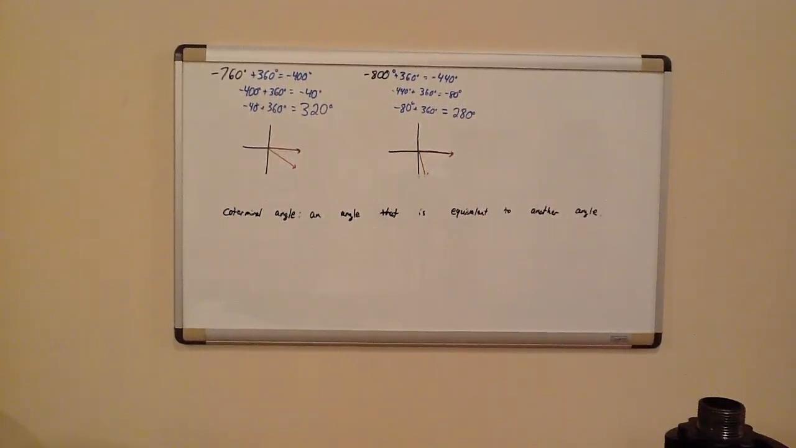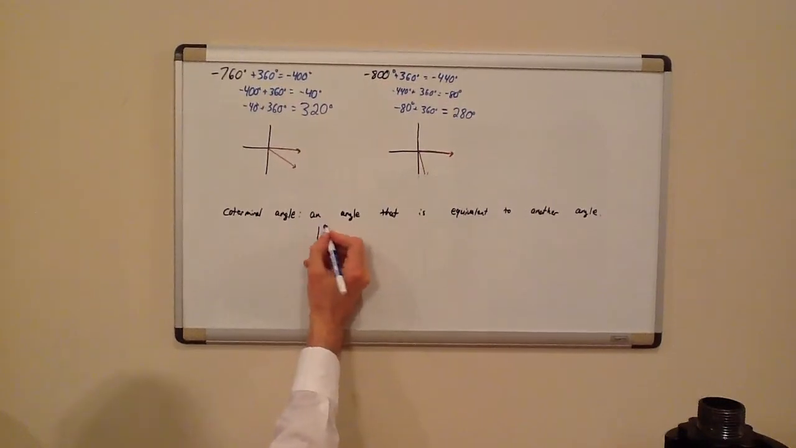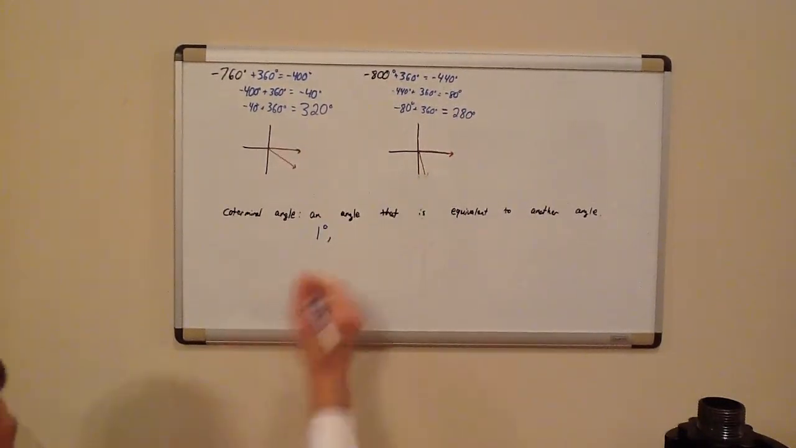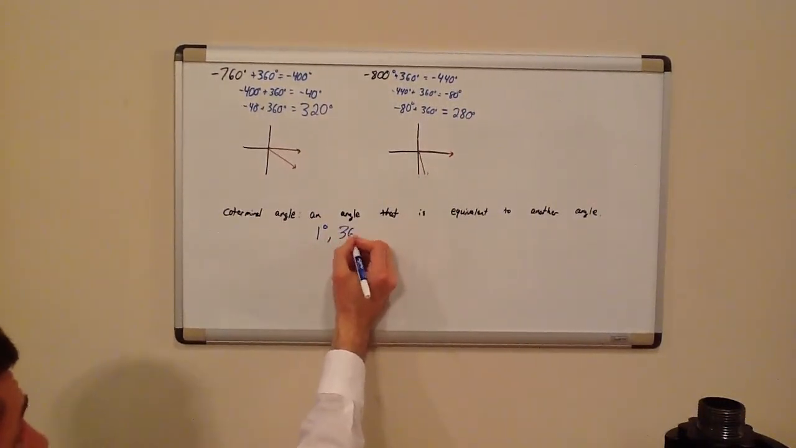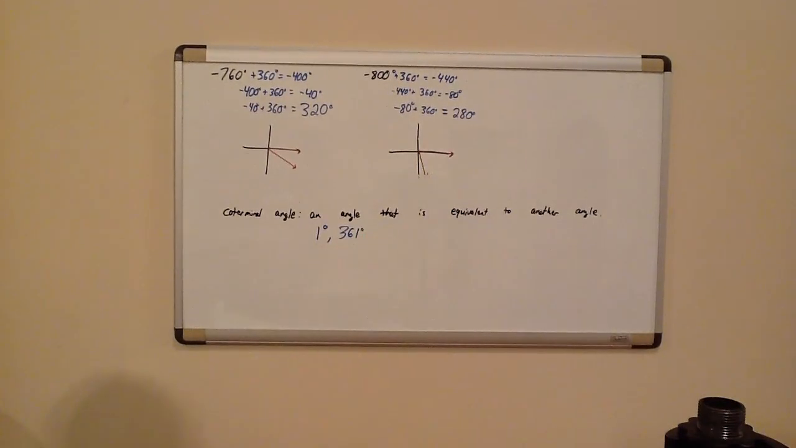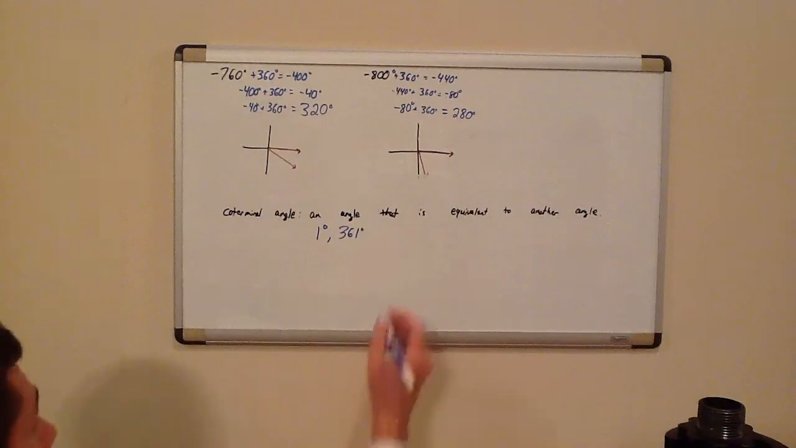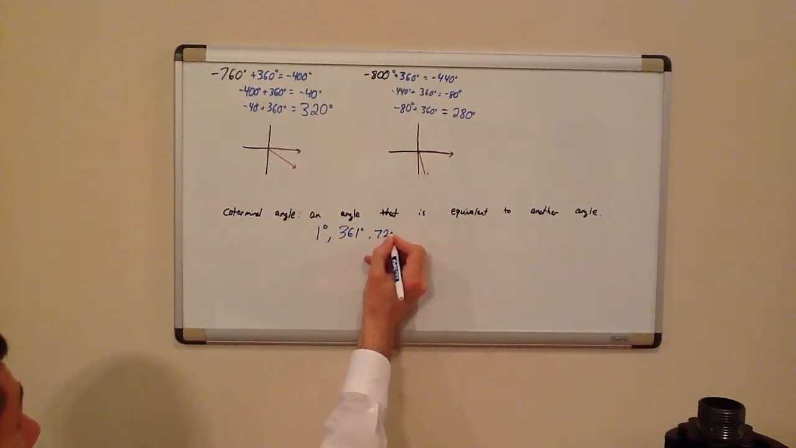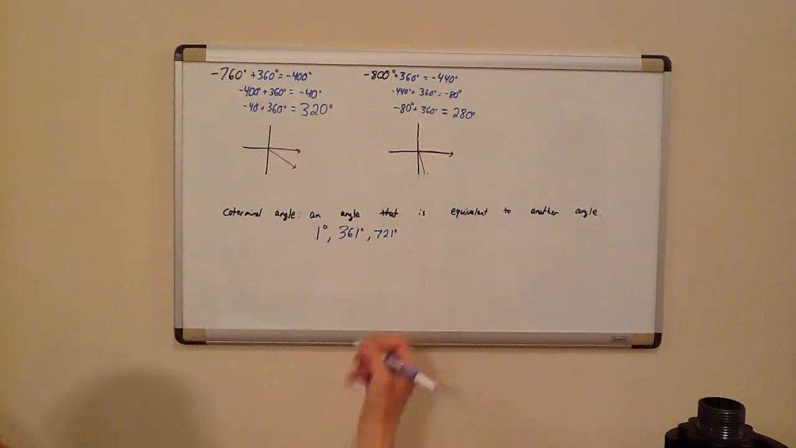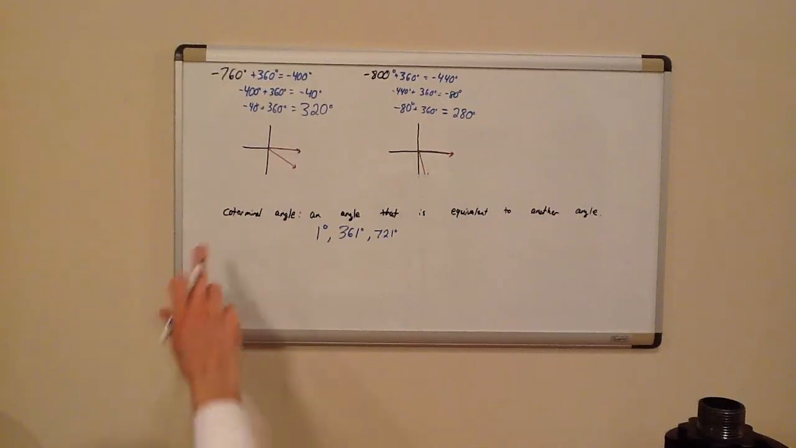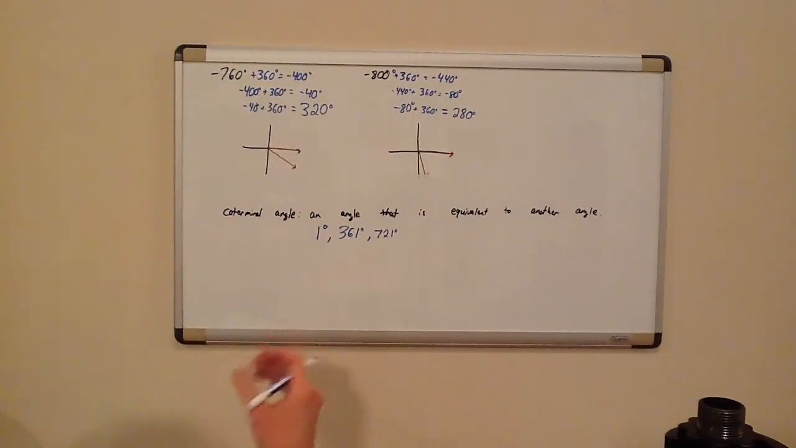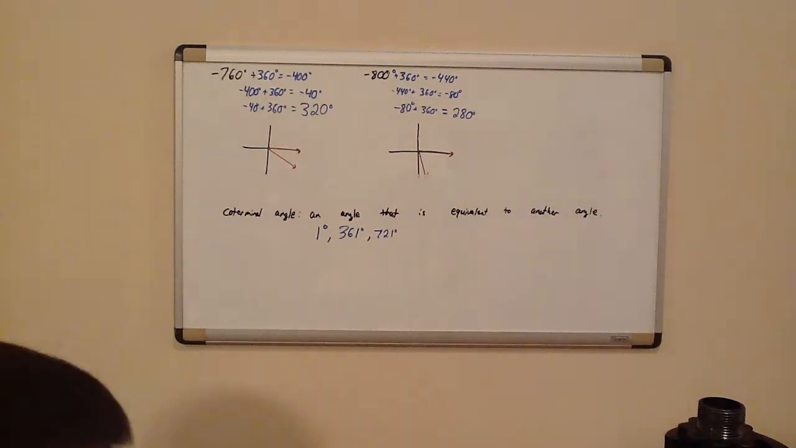If I have a 1 degree angle, it's the same thing as, let's add 360, a 361 degree angle. Let's add 360 again. It's the same thing as a 721 degree angle. All these are coterminal. Co together, terminal means they end. So really the definition means they end in the same place. They end in the same place.